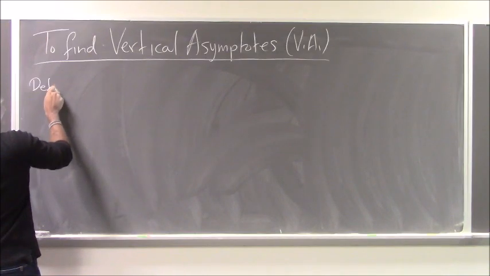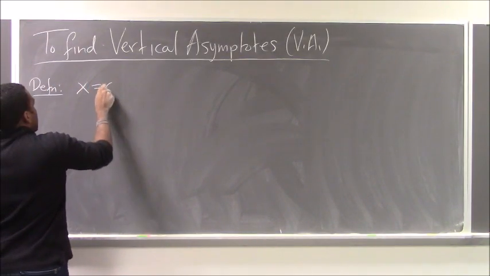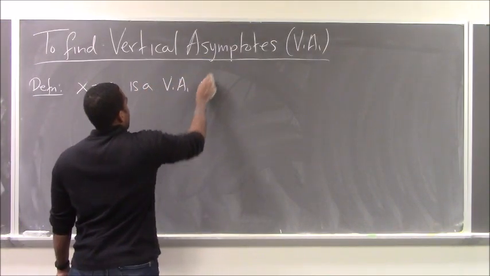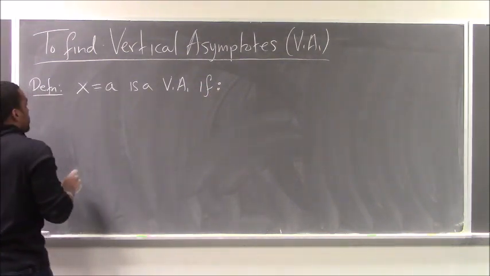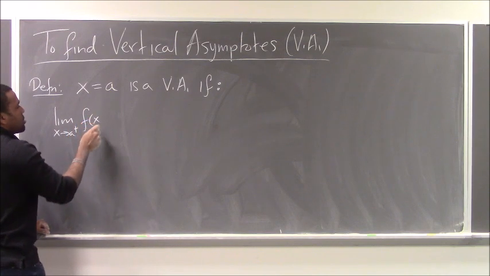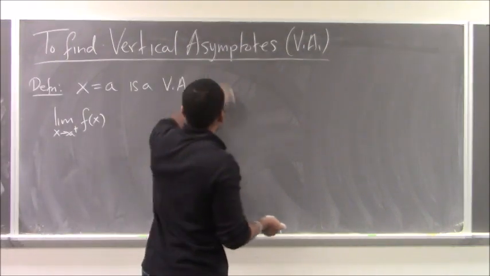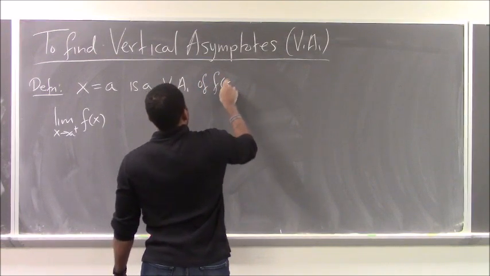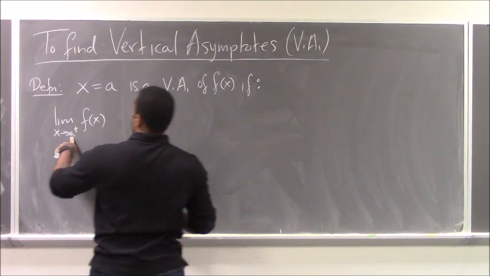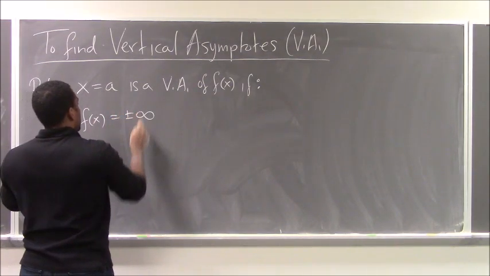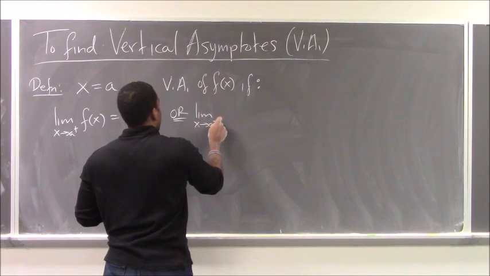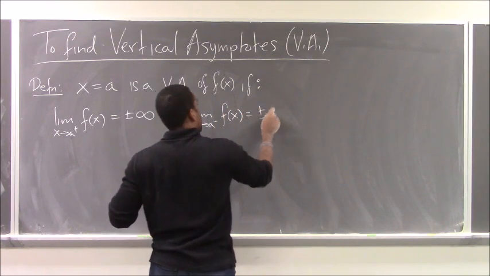So, here's the definition. x equals a is a vertical asymptote of f of x if the limit as you approach a from the right is infinite, either plus or minus, or the limit as you approach a from the left of f of x is infinite, plus or minus.